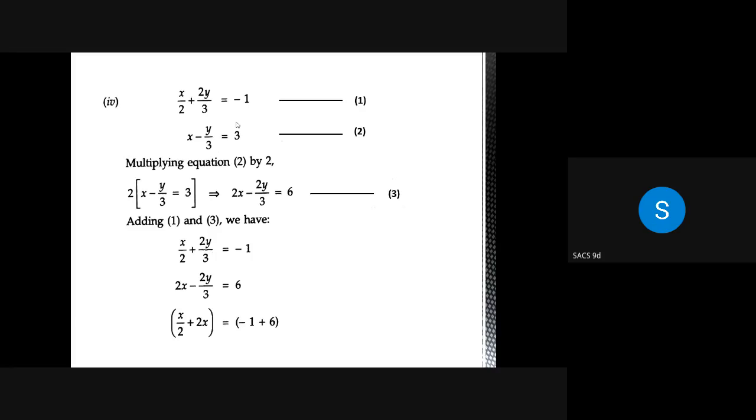So again, if you add 1 and 3, 2y by 3 and minus 2y by 3 will get cancelled out and you will get x by 2 plus 2x. And right hand side will be minus 1 plus 6. So be careful of multiplying both left hand side and right hand side with the same term. After solving, I will get x equal to 2, and this value x equal to 2 I can substitute in any one of the equations. Here I have substituted in equation 1 and I get y equal to minus 3. So those are the solutions.